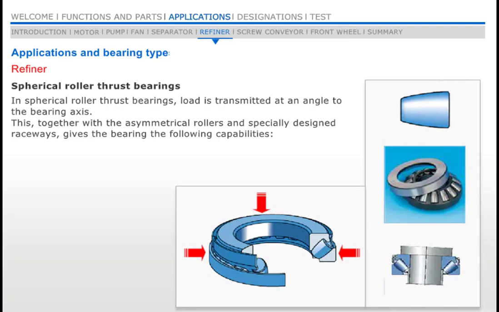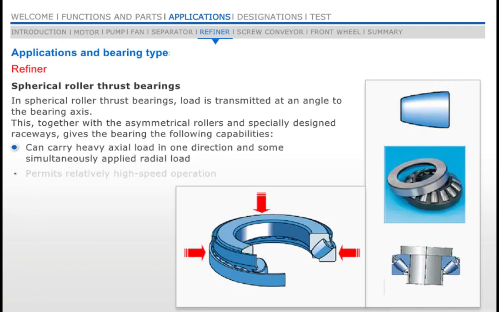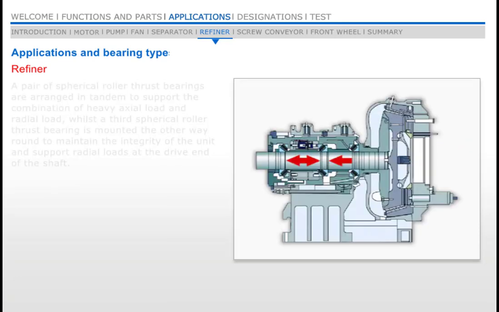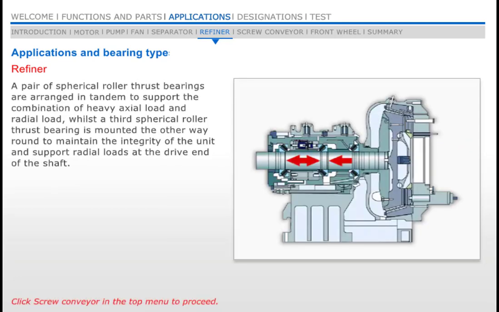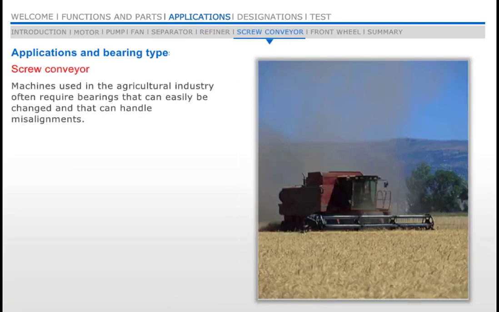The spherical roller thrust bearing incorporates a large number of asymmetrical spherical rollers and has specially designed raceways. The load is transmitted from one raceway to the other at an angle to the bearing axis, and the bearing can carry heavy axial load in one direction and some simultaneously applied radial load as well. This is how the spherical roller thrust bearings are situated in the refiner application.